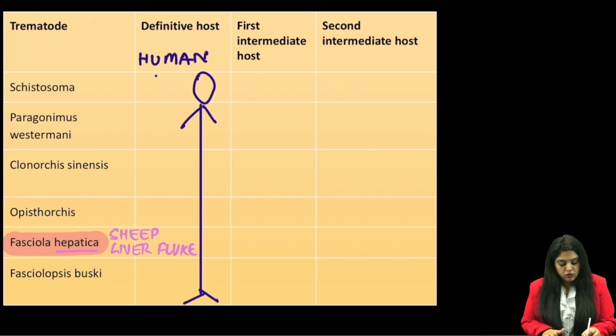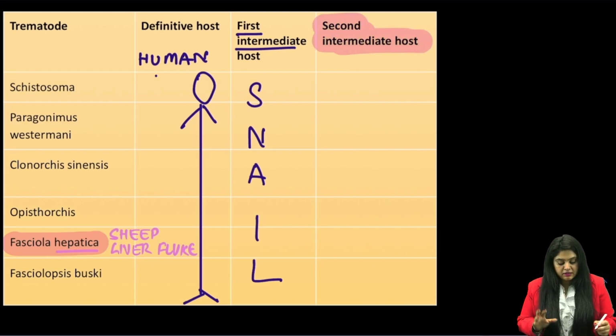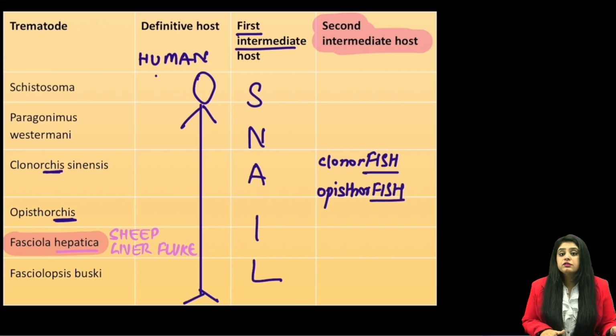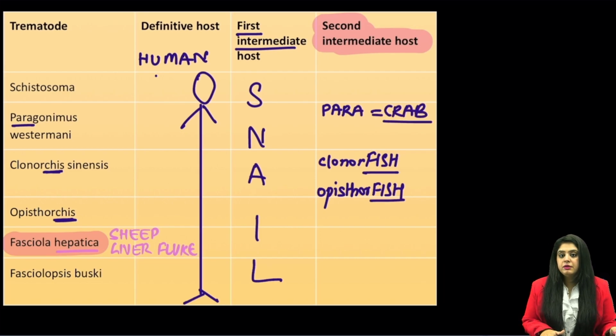First intermediate host for all of them shall be the snail. For all of them, the first intermediate host is the snail. So who's going to be the game changer? How will I differentiate between them? Second intermediate host. So let's start in a different haphazard manner. Clonorchis and Opisthorchis. From today onwards, you will call it Clonorfish and Opisthorfish because the second intermediate host is fish. Paragonimus westermani. Let me tell you, para sounds like cara. So here it is going to be crab as the second intermediate host.